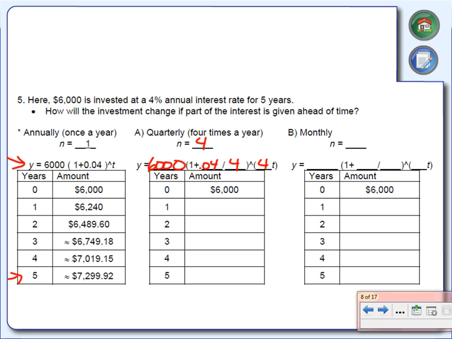Make sure you type it in exactly like you see it, guys. 6,000, parentheses, 1 plus 0.04 divided by 4, close your parentheses, raised to the 4x power. Oh, you're going to use an x for the t. Well, 4 is part of the exponent. It's 4x. So you're using 4x for your exponent.